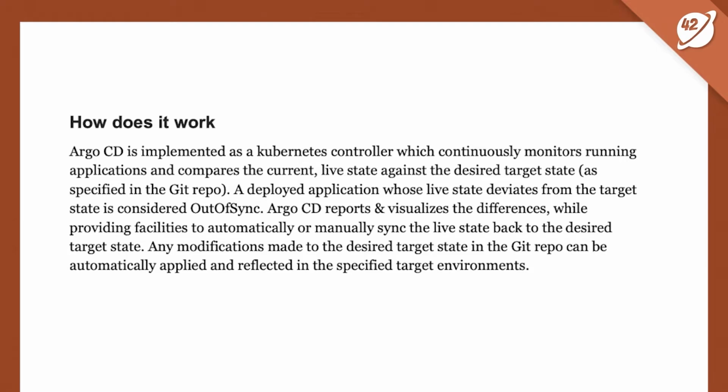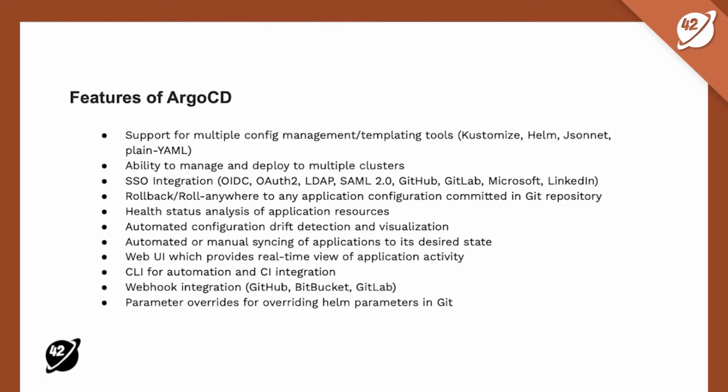So any modifications made to the desired target state in a Git repo can be automatically applied and reflected in the specified target environment. Let's take a look at some of the features of ArgoCD. So first off, we have support for multiple config and templating tools such as Kustomize, Helm, Jsonnet, and plain YAML. So however your application configuration is defined, be it a Helm chart or plain Kubernetes YAML manifest, ArgoCD is able to generate the correct manifest from that and deploy that into a cluster.